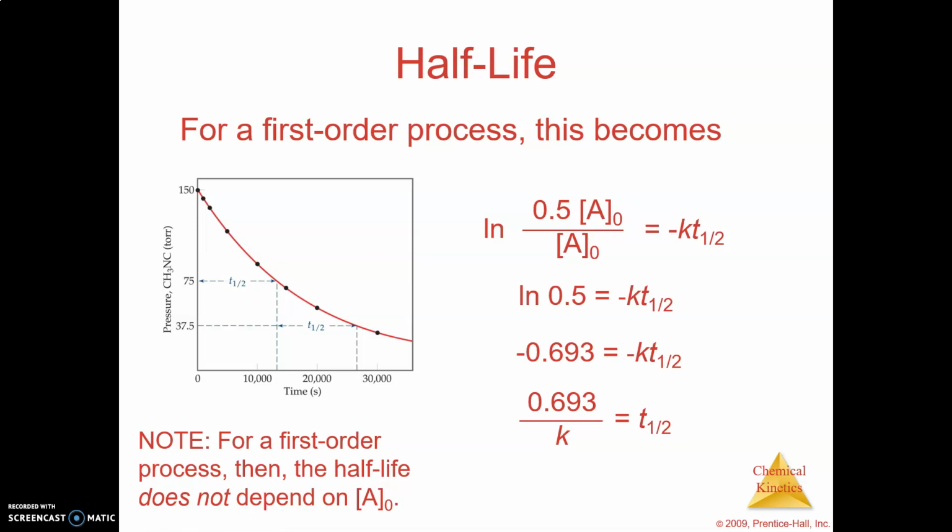The main thing to note here, and this is going to be the main difference between first order and second order, is that the half-life is only dependent upon your K value. I would write this down. It does not depend on the initial concentration. It doesn't matter how much you start with. For a first-order process, the only thing that factors into the half-life is your K value.